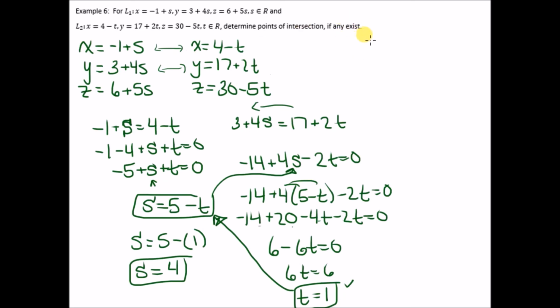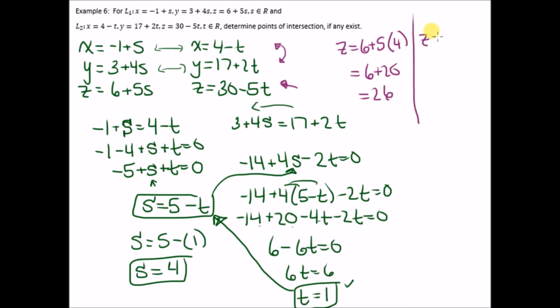Okay, so here's the thing. Because we did substitution or elimination, we found the points of intersection of these two lines when we equated them. What I would do is actually start off with the third, because no matter what, the x and the y are going to work. We made them work by doing substitution or elimination. So let's go ahead and start off with the z. So z equals 6 plus 5, and then what's s? 4. 6 plus 20. So we get 26.